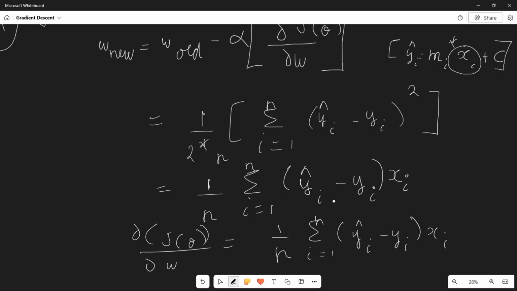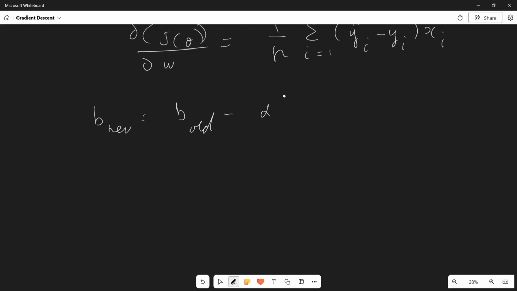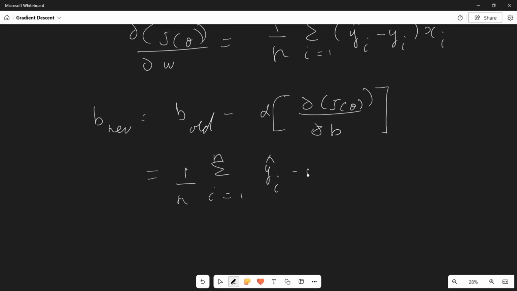So in this way, we can also calculate for the bias. With respect to bias, I will be differentiating the J of theta. It is the same as the previous equation above. For time purposes, I'm skipping the above steps, and we get yi hat minus yi, and here I get 1 as the differentiated output.